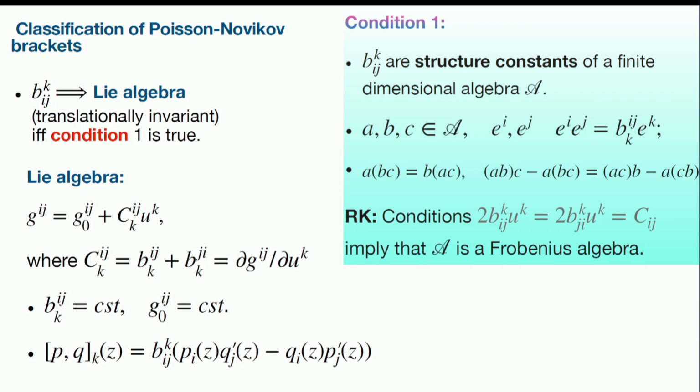So that's what I wanted to say essentially about Poisson, Frobenius manifolds of statistical type, and how they're related to TFT and the WDVV equation.